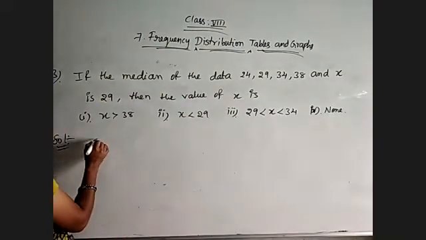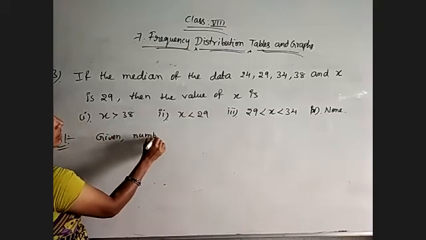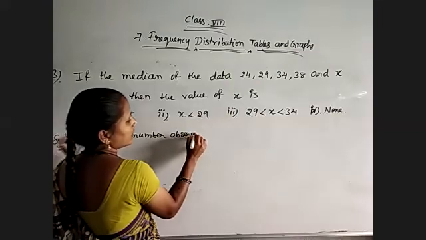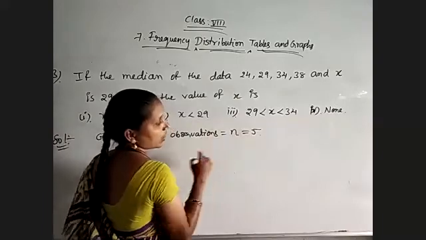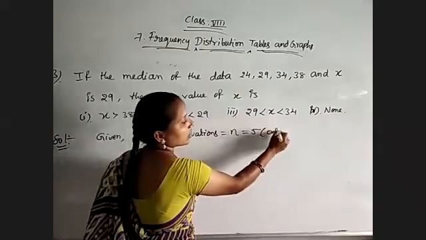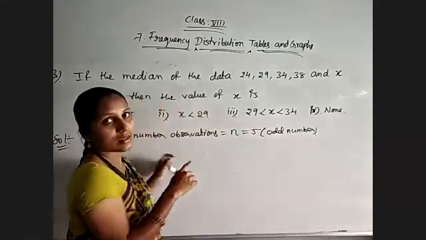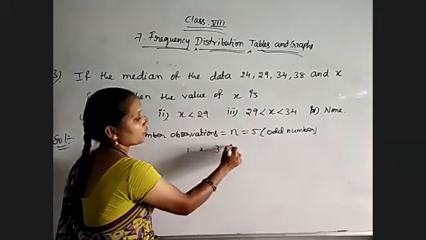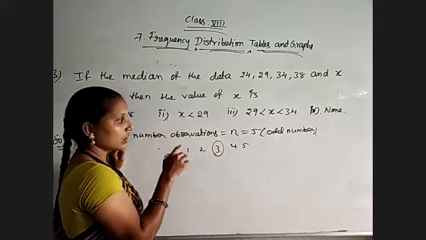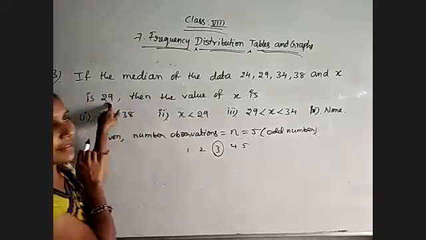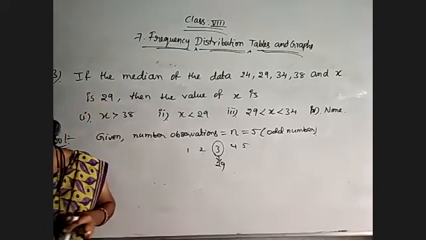So the given number of observations, instead of writing that, we can write small n, which is equal to 5. So it is an odd number, which means exactly the mid value will become the median. So 1, 2, 3, 4, 5, like this 5 numbers we are getting. Exactly the third term will become the median, and the median of the data is given as 29, which means this third term will be 29.